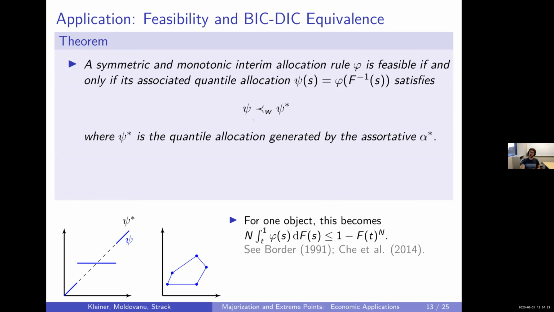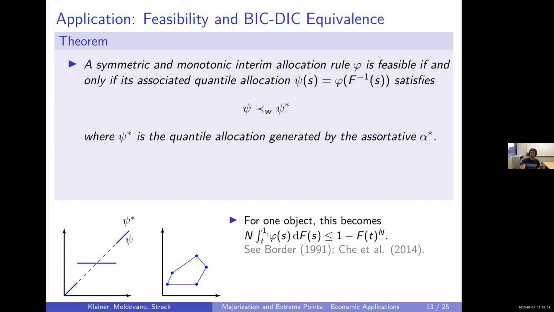So this is exactly now the set of feasible quantile allocation rules: it is characterized by a monotonicity constraint and by a weak majorization constraint. So it looks maybe slightly unusual here. It becomes more concrete if you reformulate this, for example, for a setting where you have just one object for sale. If you have one object, you can rewrite this condition as the following: n times the integral of phi with respect to the CDF is less than 1 minus F to the power n.